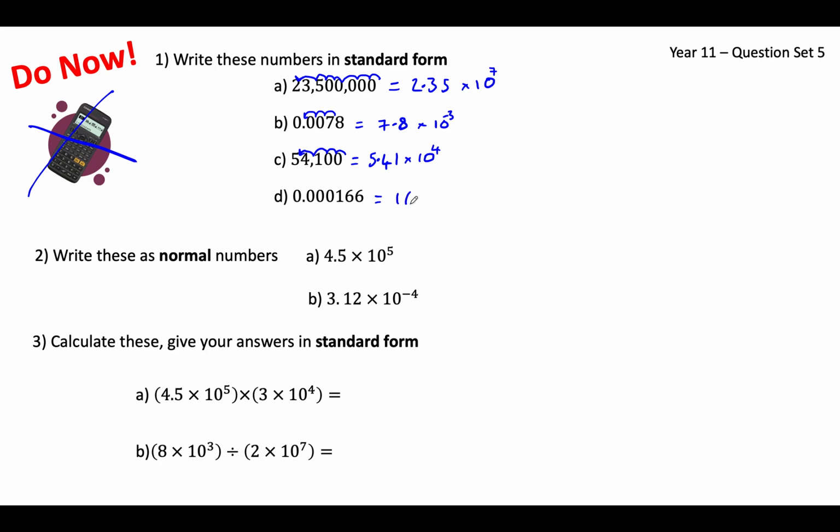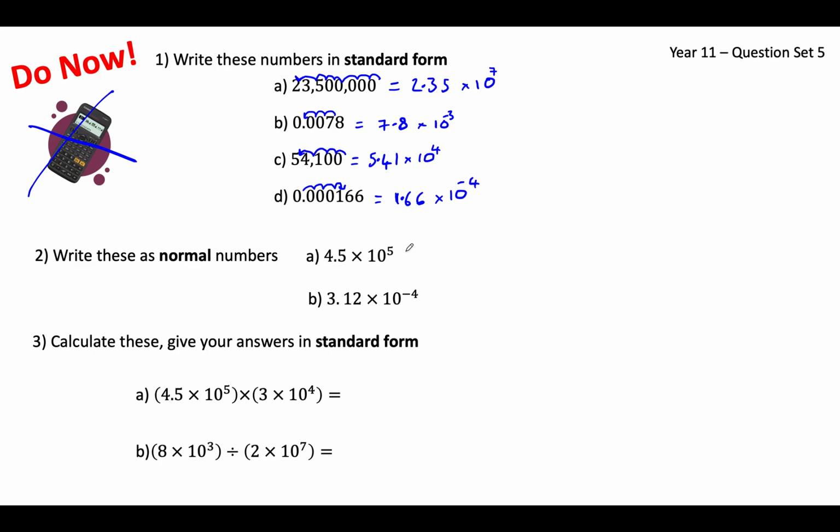Okay, same digits again, 166, but put the decimal point after the first number. There can only be one proper number in front of that decimal point. But my number is really quite a bit smaller than 1.66. It's really 0.000166. So I need to divide it by 10. But how many times? 1, 2, 3, 4 times I have to divide it by 10. So it's minus 4 because my number is really 4 places smaller than 1.66.